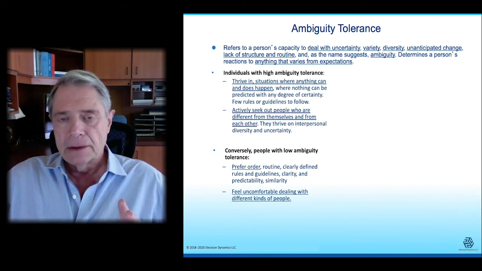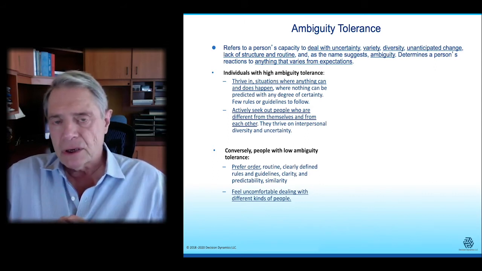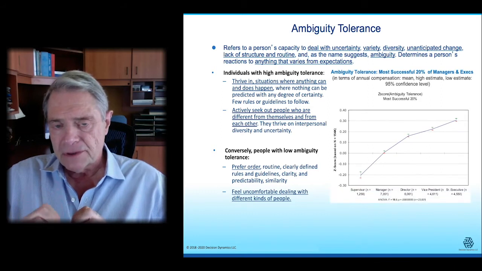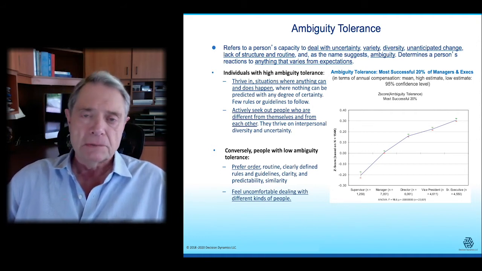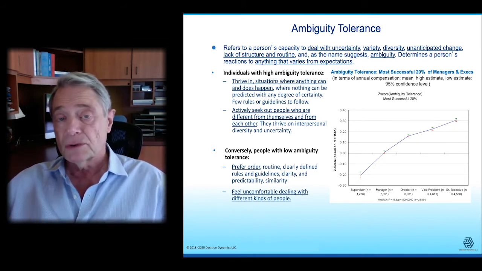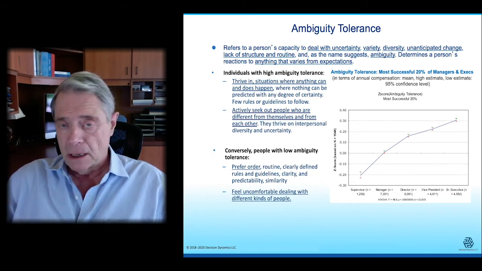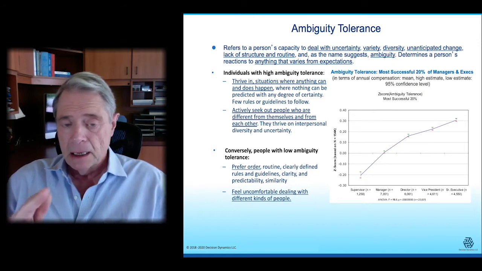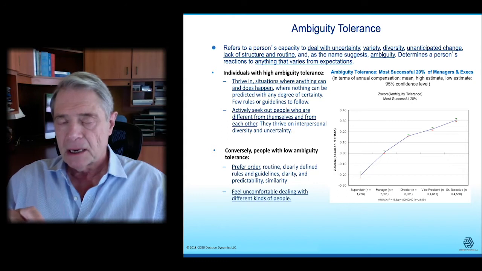Now, this graph that I'm showing you here shows the average scores at 5 levels of management for the most successful people at each of those 5 levels, beginning on the left with first-line supervisors going all the way up to senior executives, C-suite executives on the far right. At each point on this graph, where the points are connected by that blue line, we can see a little bar. They're called confidence intervals, 95% confidence intervals.